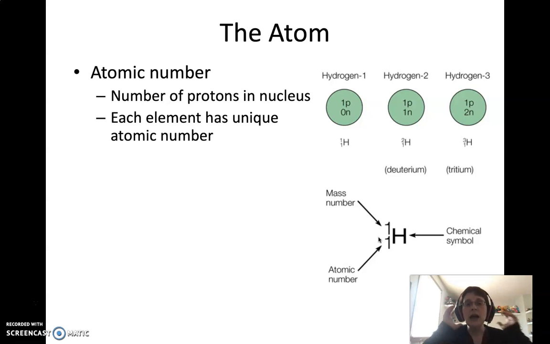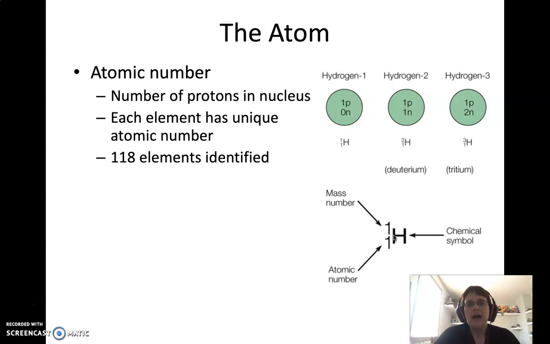So each element has a unique atomic number because the number of protons gives it its properties. If you add a proton to an atom, you get a new element. If you take away a proton, you get a new element. So if you add a proton onto our element here, hydrogen, you get helium, because that would be one more proton, and that's going to change that atom.